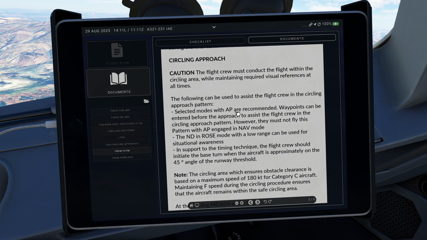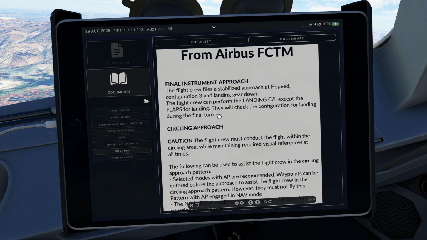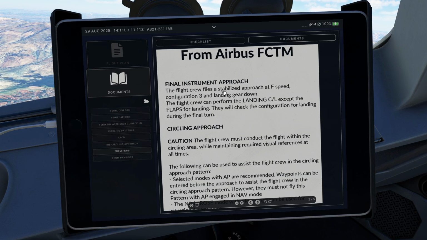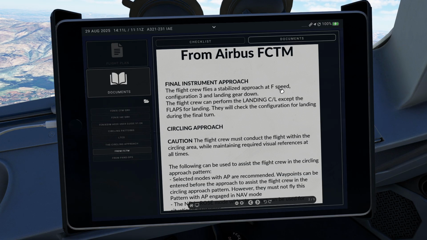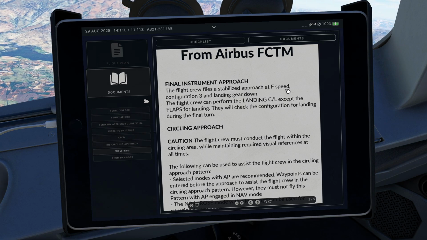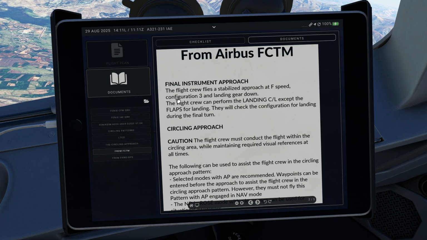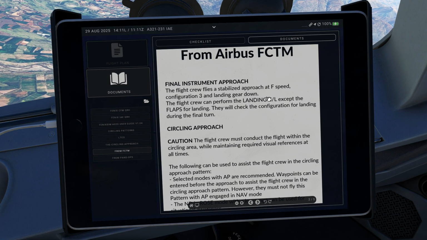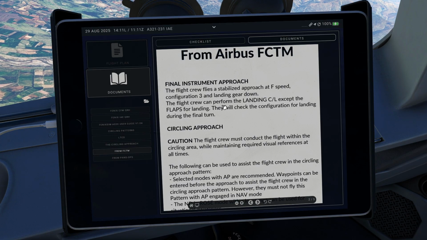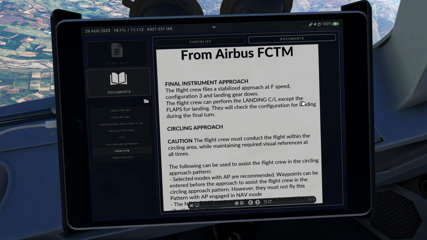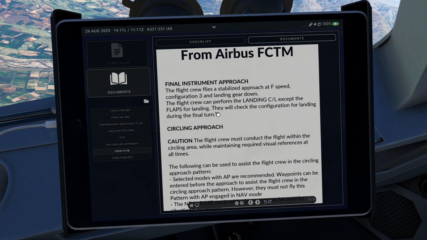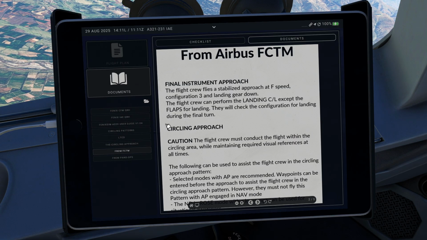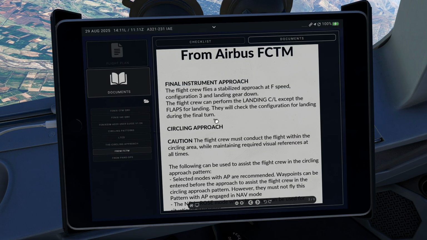As a second page, for the final instrument approach, the flight crew flies a stabilized approach at FS speed, which we inserted, the FS speed 148, configuration 3 and landing gear down. The flight crew can perform the landing checklist except the flaps for landing. They will check the configuration for landing during the final turn.